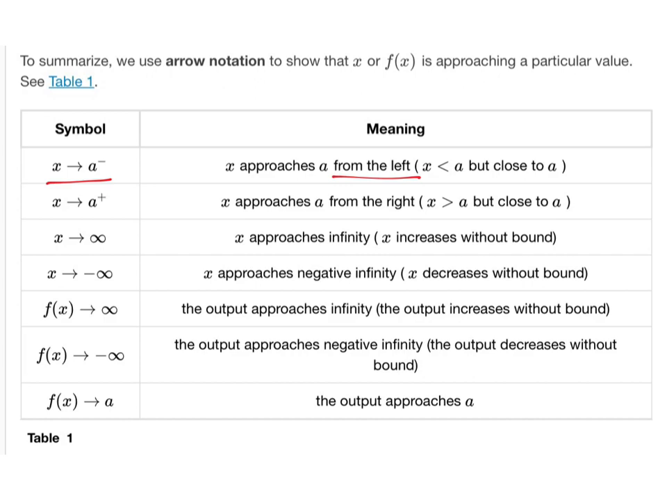I would probably write down a little bit of this, so you know what the little superscripts mean. What does it mean, a to the a with a minus? That means approach from the left. A with a plus is going to mean approach from the right.